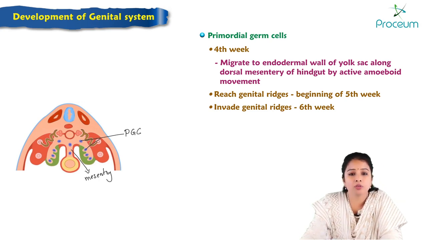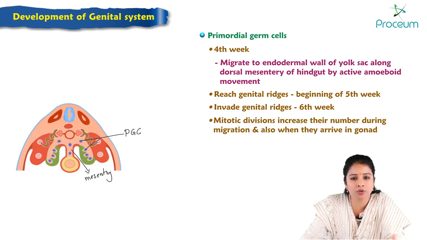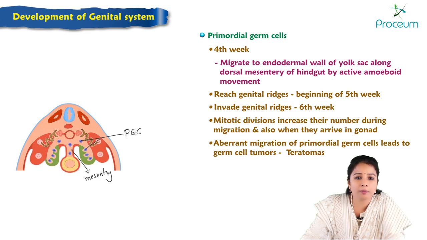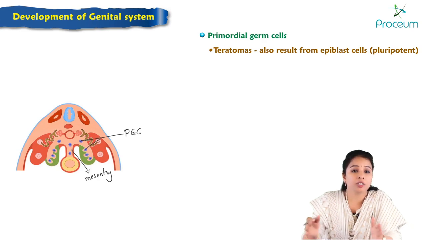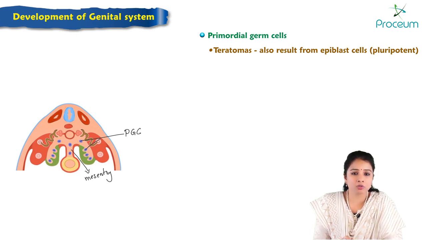So these primordial germ cells undergo mitotic divisions and increase their number during their migration, and also when they arrive into gonads, they divide very fast. So aberrant migration of the primordial germ cells may lead to germ cell tumors, which are called teratomas. Teratomas may also result from epiblast cells which are pluripotent. So that was about the primordial germ cells which invade into the intermediate mesoderm, that is at the genital ridges.